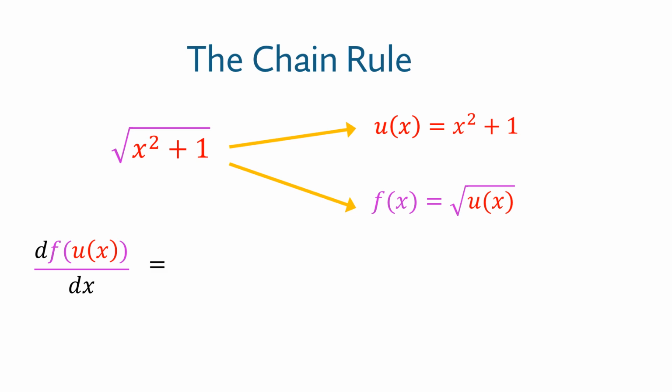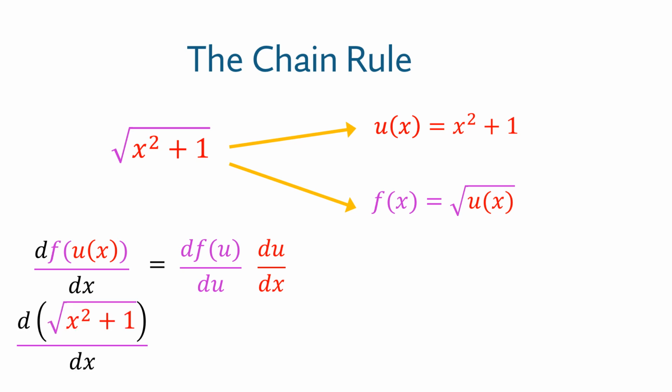If we have a composed function, the chain rule says that if I want to find the derivative with respect to x, I first find the derivative of the outer function with respect to u, and then I multiply by the derivative of the inner function with respect to x. So for this one, the derivative of the whole function, square root of x squared plus 1, would be the derivative of the outer, which is square root of u, with respect to u, times the derivative of the inner, which is x squared plus 1, with respect to x.